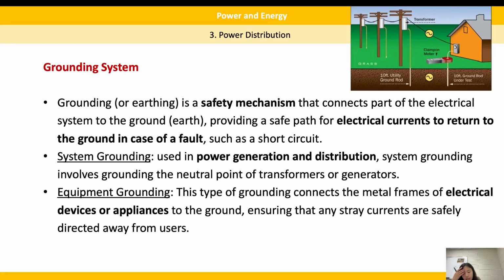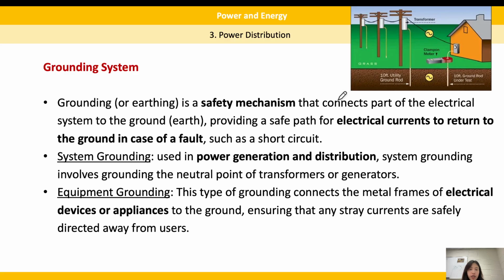Now we already know where we can get power, and we know how to do power distribution. Another essential component for power distribution is the grounding system. Grounding is a safety mechanism that connects part of the electrical system to ground, providing a safe path for electrical current to return to the ground in case of a fault, such as a short circuit.